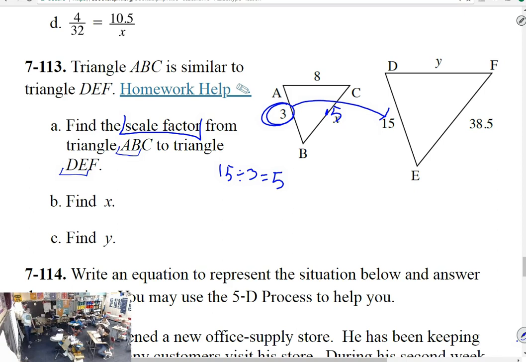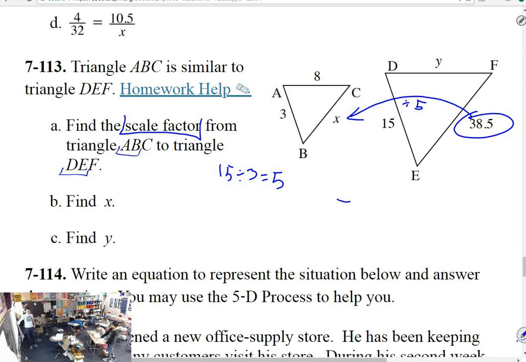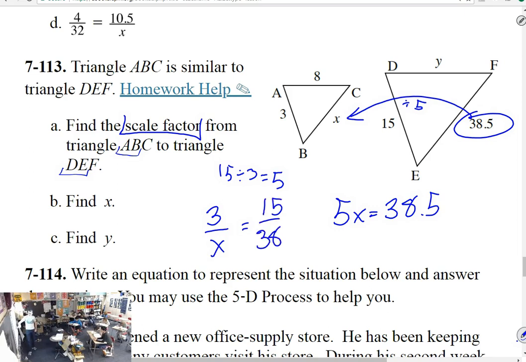So the scale factor is 5. Then to find x, if the scale factor going from little to big is 5, then coming from big down to little would be still 5. But what do I do with it? Divide. Wait, couldn't you do 3 over x equals... Oh, yeah, you could set up a proportion. So small piece to small piece has to be equal to the related big piece to related big piece.